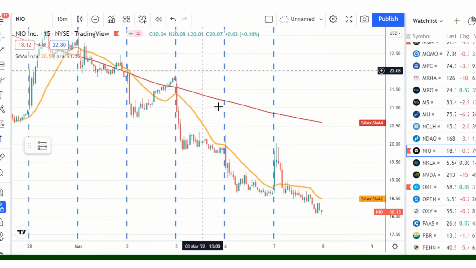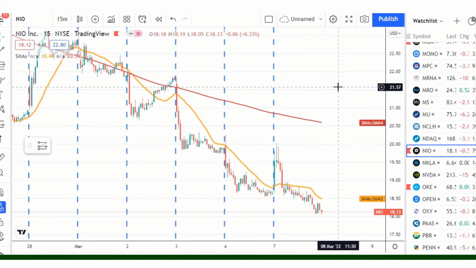And you've got the two indicators. We've got the 200 moving average indicator. We've got the 20-day average indicator. And the stock is right beneath both of them. So that tells us the stock is in a downtrend. We're in the 15-minute time frame.